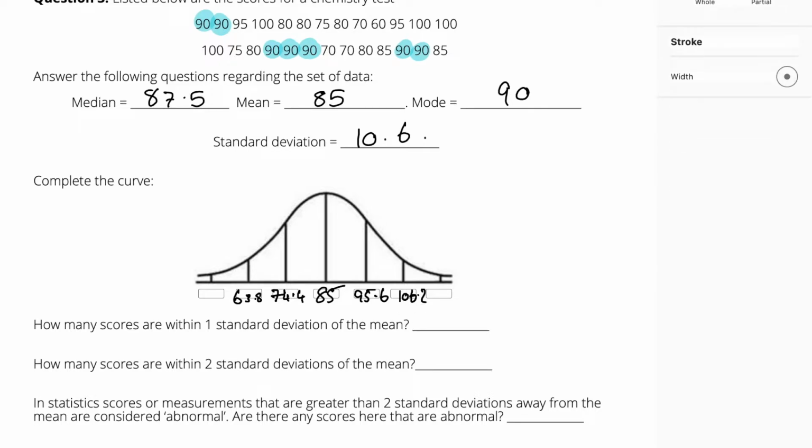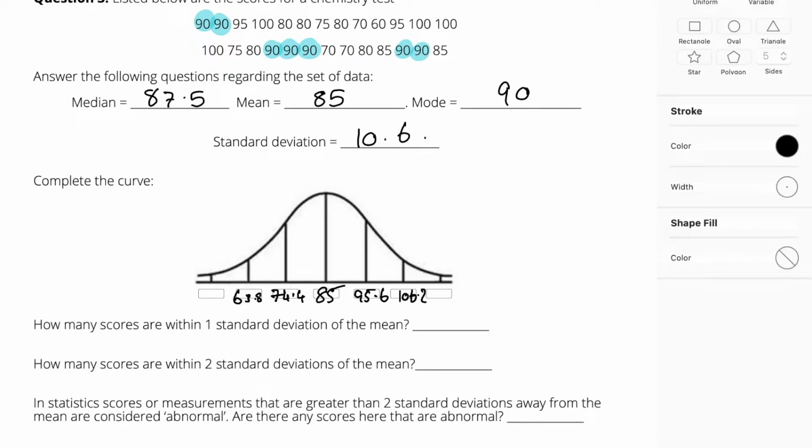But looking at the questions, it says how many scores are within one standard deviation of the mean. So within one standard deviation of the mean, we will have 68% of our population. But they don't want to know the percentage, they want to know how many scores. So it's going to be 68% of 26. And if we do that, we're going to get 18.